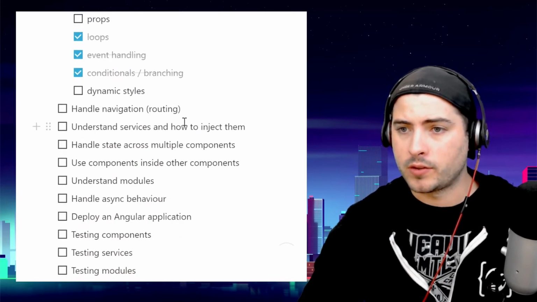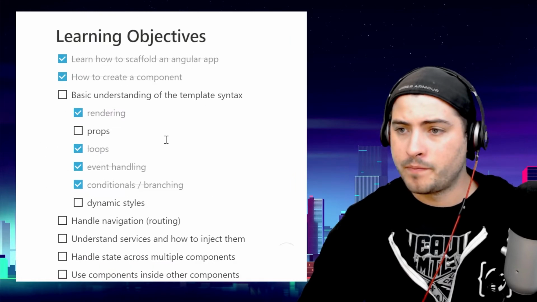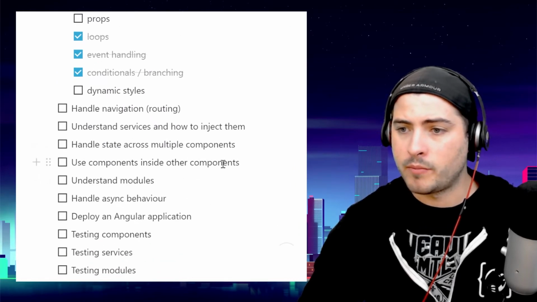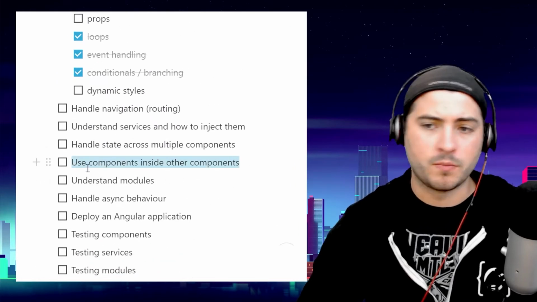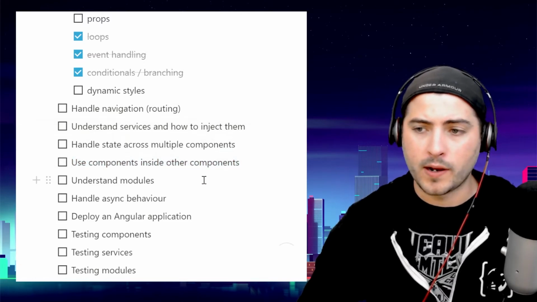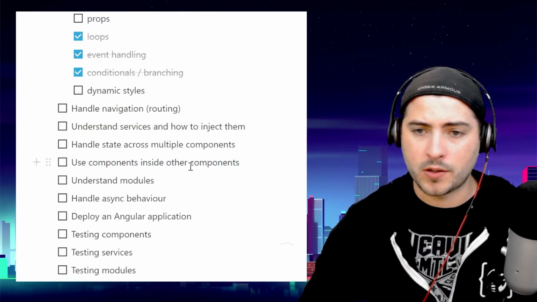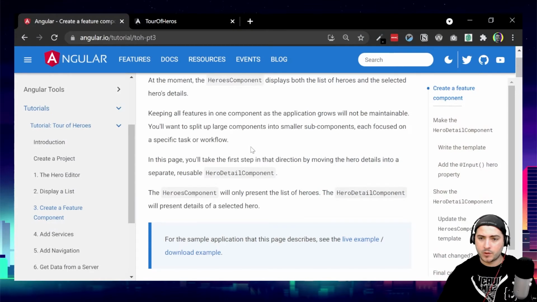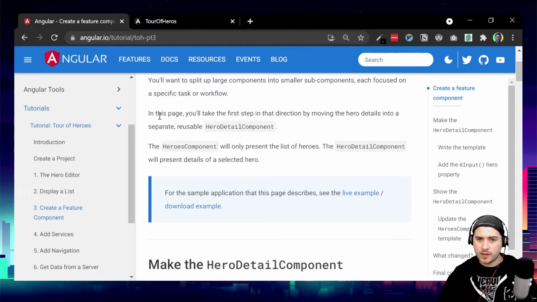I worded it a little bit differently, but what do we have here? Just using components inside other components, basically just being able to break up an Angular application into smaller pieces. So it looks like we're going to have that one checked off today. So where was I here? In this page, you'll take the first step in that direction by moving the hero details into a separate reusable hero detail component.